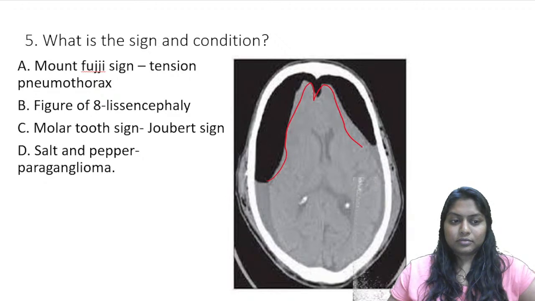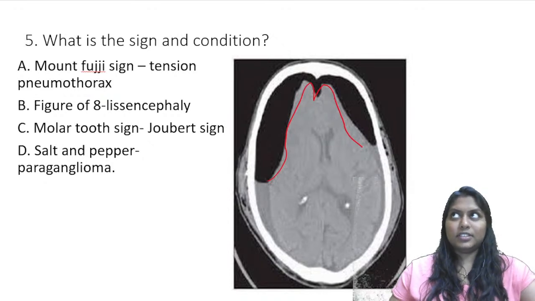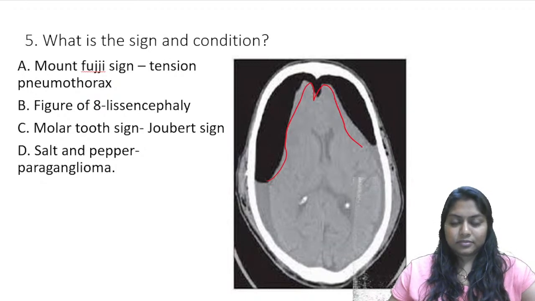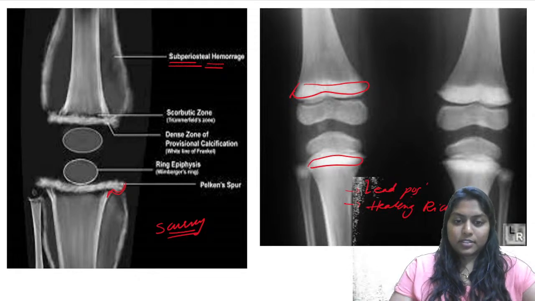Then zone of calcification at a growing metaphysis. It is Frankel's line, right, doctor? It is seen in scurvy. Yes, I thought I had missed it. Yes, it is scurvy. Correct. And Pelkan spurs, okay, you have said. Metaphysis, yes, it's proper.